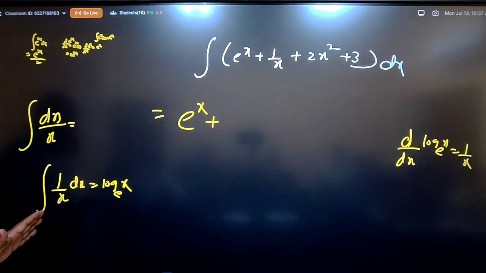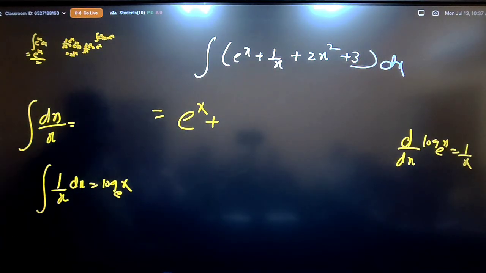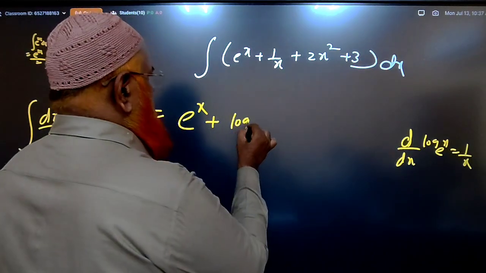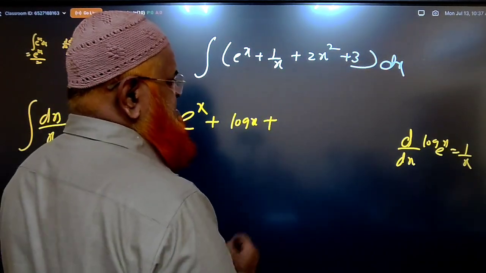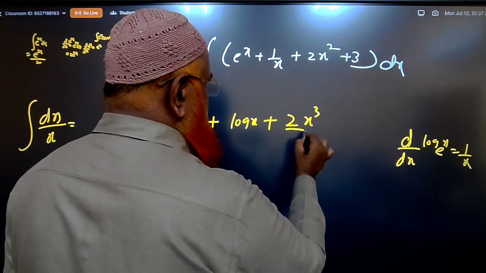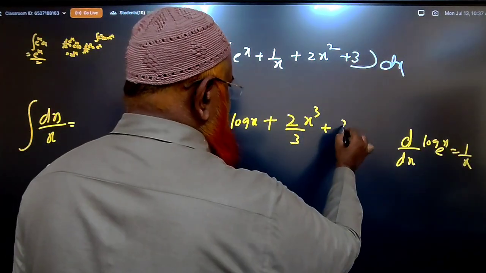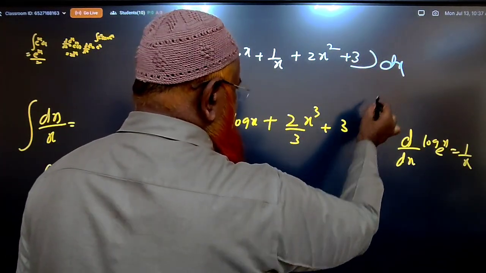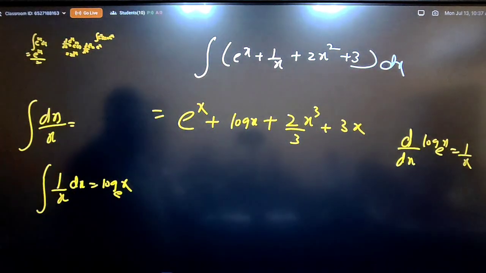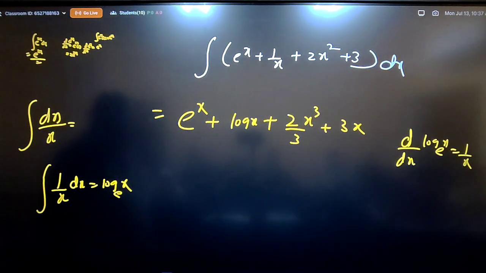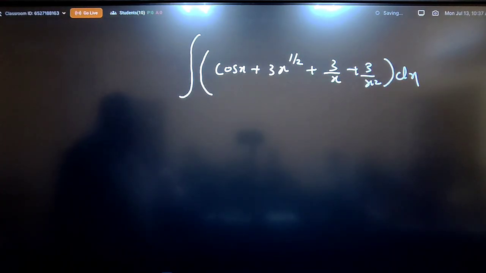Is it clear? Okay. So just see. This is going to be log x. Now plus 2x cube by 3, and this is 3 into dx. Integration of just dx, 3 is constant. X is going to be x. That's it. Hope you understood this one. Is it clear? Now this one you have to do.